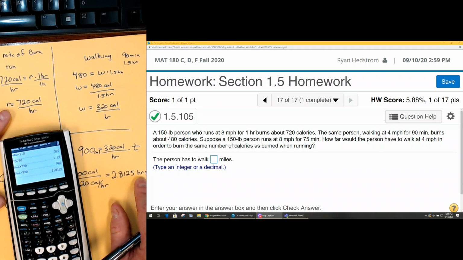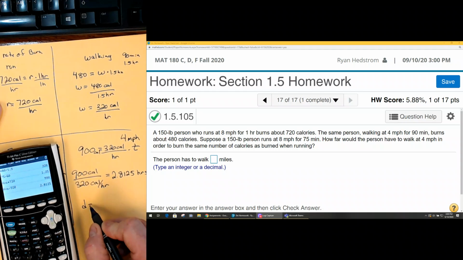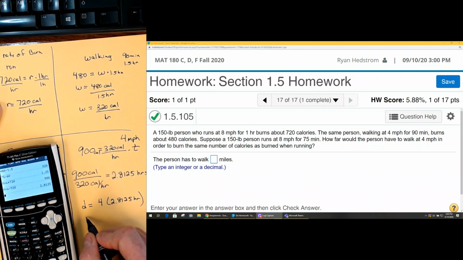But that's not the question they're asking for. They're asking for how many miles. Well, they're walking at 4 miles per hour. So the distance is equal to the rate of 4 miles per hour times the time of 2.8125. And so that distance is equal to, and I'm going to take this answer and multiply it by 4 in my calculator, and I'm going to get 11.25 miles.